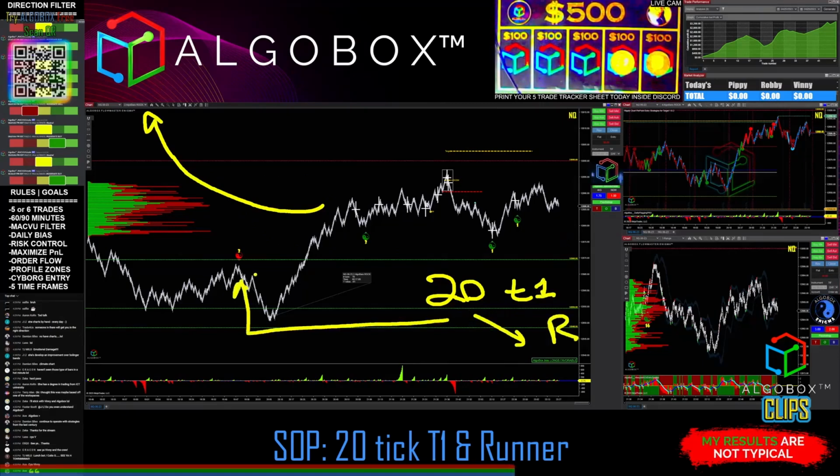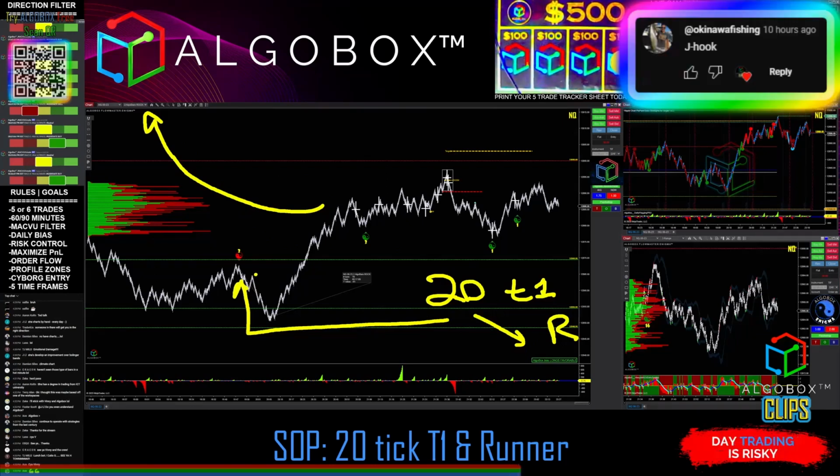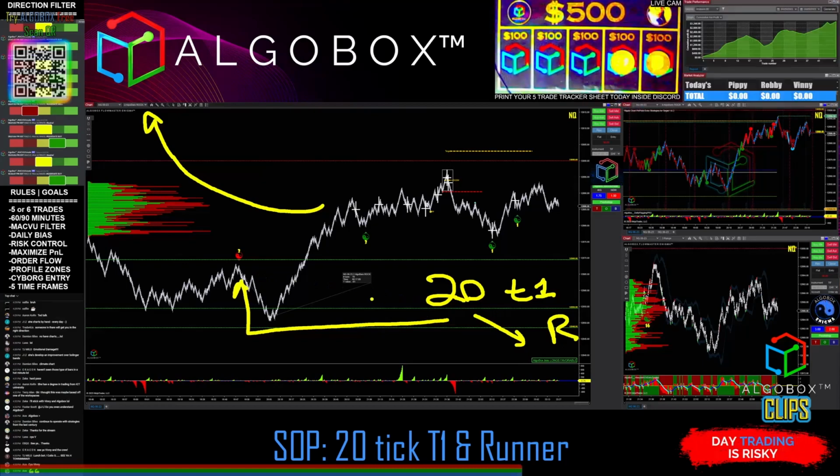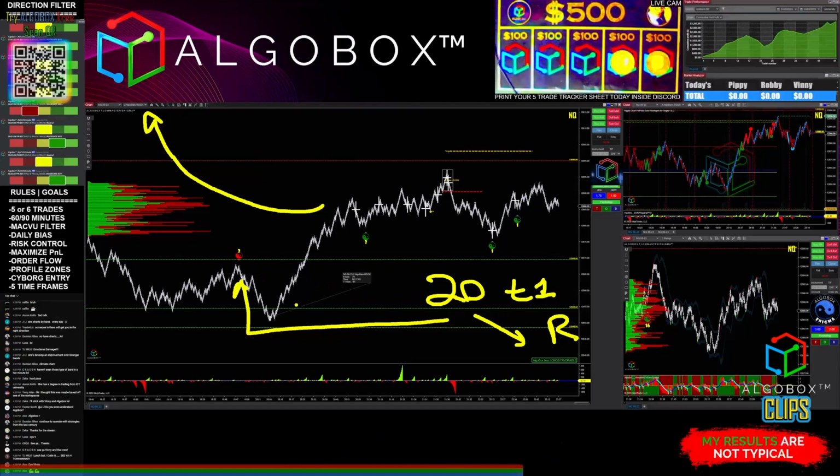Again, look, feel free to do what you want, but you guys are coming here to learn from me. How do I trade them? What's my strategy? How do I approach these? This is how I approach these strategies. I'm looking for target 1 of 20 ticks and a runner. What is the runner? The runner is going to hold until we reach an opposing signal. So for this one, I would be exiting on a green line right there.